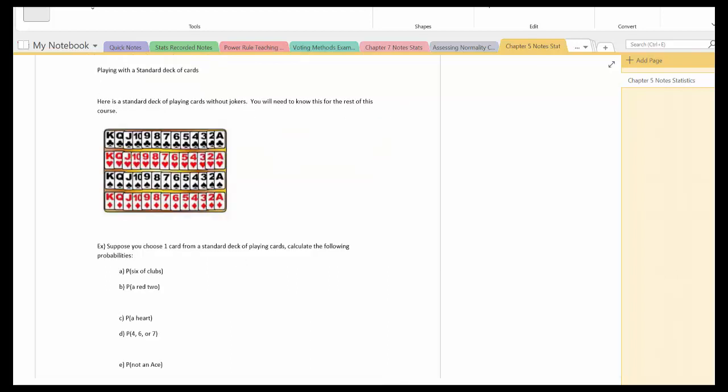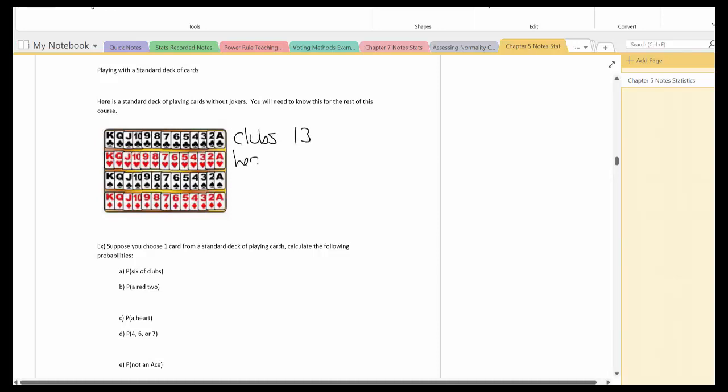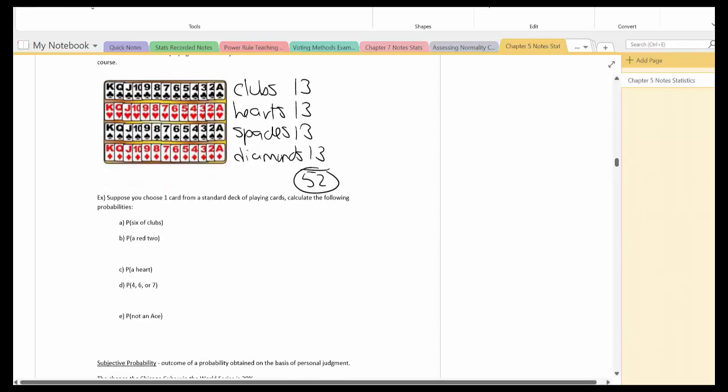Okay, let's take a look at the next example. So here's a standard deck of playing cards without jokers. Now, there are 4 suits. These are called clubs, 13 of them. This is hearts, 13. This shape is spades. That's 13 of them. And, of course, diamonds, of which there are 13. Add them up, there are 52 cards total. This would be a good idea to know for the rest of this course.